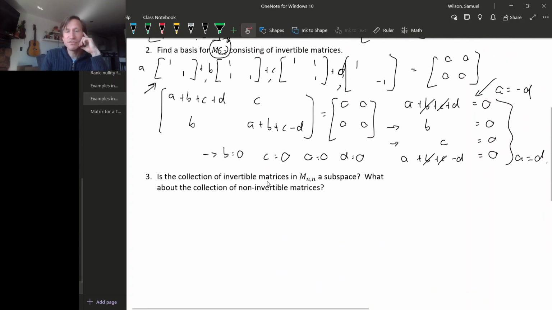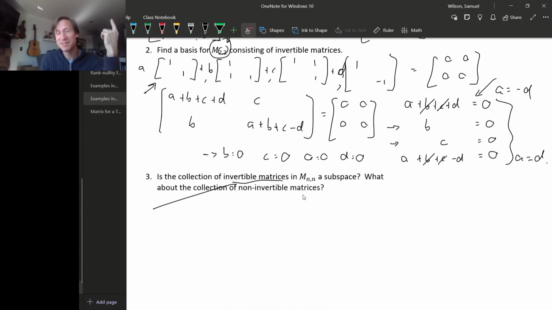All right. Let's have a look at this. Is the collection of invertible matrices in M_n a subspace? What about the collection of non-invertible matrices? Well, the invertible matrices, this is actually pretty easy to check because the very first requirement of a subspace is that 0 is in your subspace. So is the 0 matrix invertible? No, clearly not, because its determinant is 0. So 0 is not in this collection of invertible matrices, and so the collection of invertible matrices is not a subspace. So no, not a subspace.